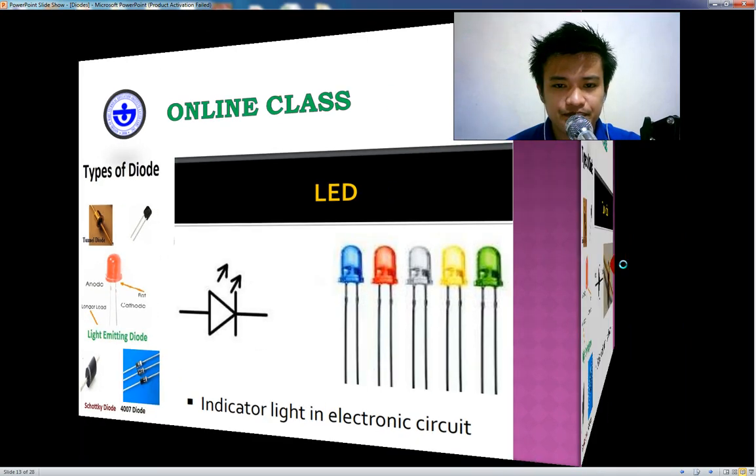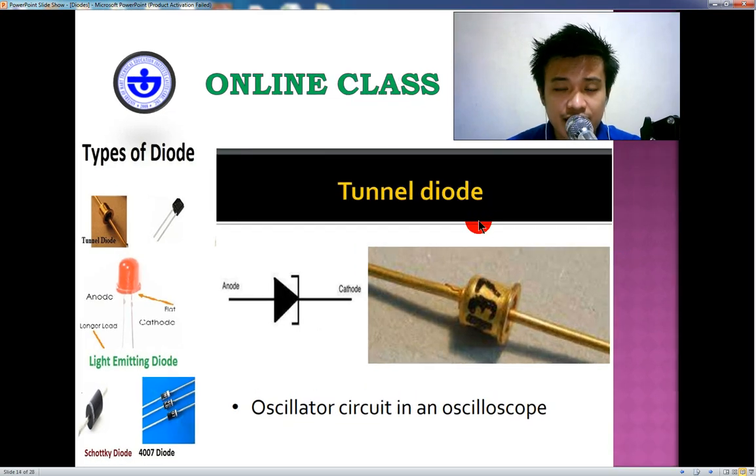Yes, that's it. Next, we have the channel diode. These diodes are usually used for oscillation, and we can usually find this in our oscilloscope. Usually, the oscilloscope circuit has this channel diode. The main purpose is oscillation. Oscillation means to create a signal, whether to make it high and low. It means the constantly changing signal, that is the oscillating part.